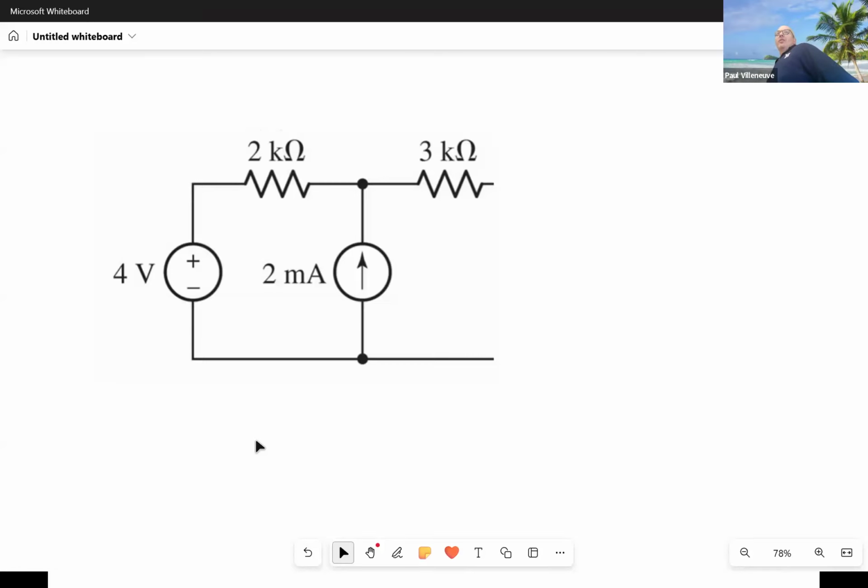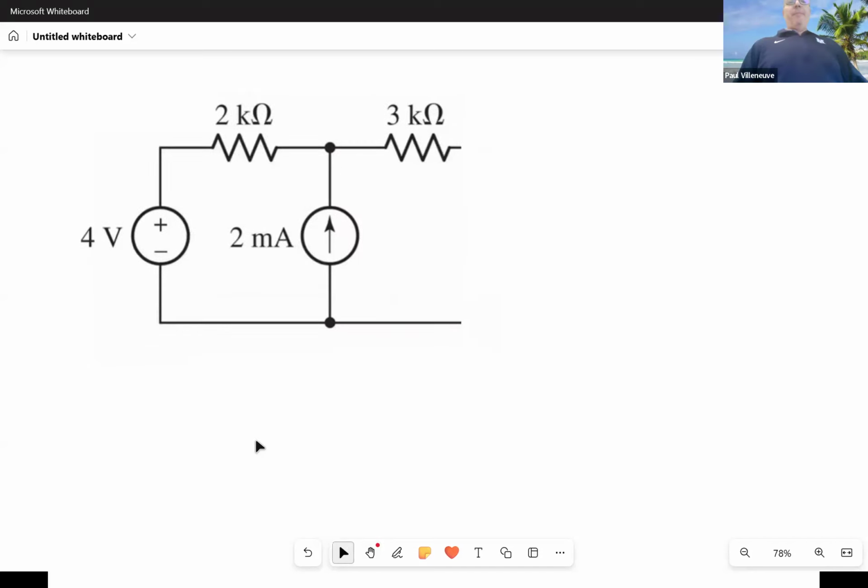What did you do for yours? Well, I pretty much removed both the voltage source and the current source to find the equivalent resistance, which gave me the 5K ohm. Okay, so I think most people, if you want to do that, that's fine.